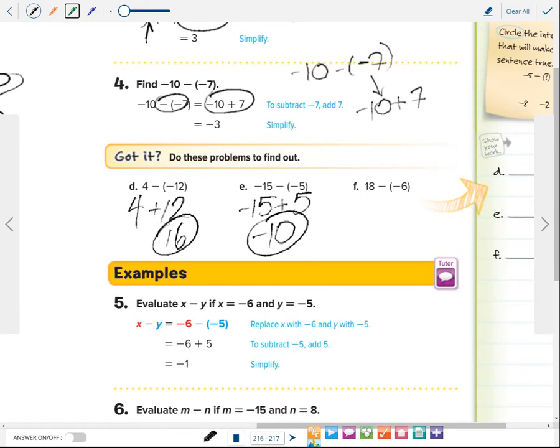Now we have 18 minus negative 6 becomes 18 plus 6. That just becomes 24.